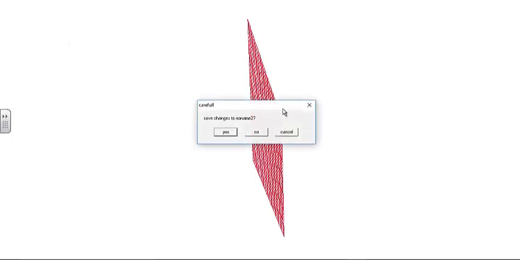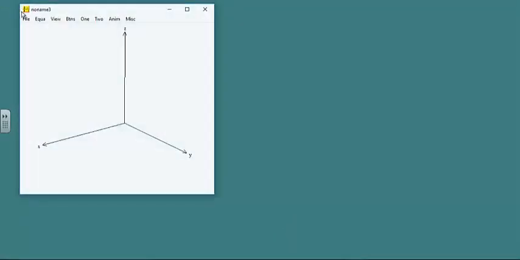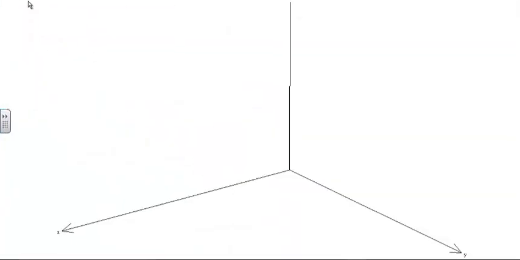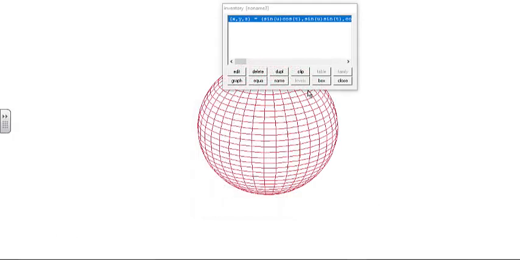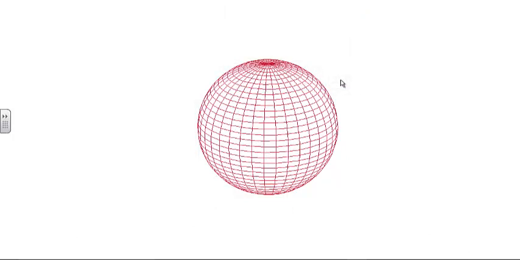Okay, let's clear that. Now if I go to this equation parametric, now you can have a fancy curve parametrically. Let's just see what this looks like. Yeah, well, there you go. That's a sphere. Okay, so apparently that's the parametric equation for a sphere in 3 dimensions.